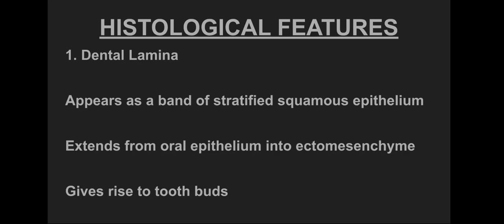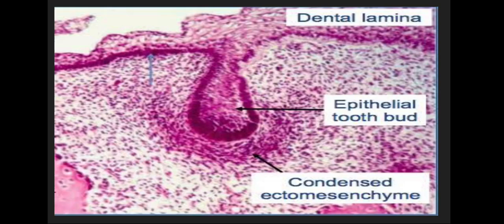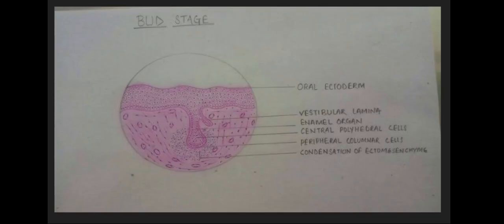Next we'll study the histological features in detail. The dental lamina appears as a band of stratified squamous epithelium extending from the oral epithelium into the ectomesenchyme, giving rise to the tooth bud. This is how the dental lamina looks. See the epithelium and tooth bud, how it goes downward and forms a bud. Condensation of ectomesenchyme can be seen in the downward region. The cells are closely packed, with large nuclei and minimal cytoplasm.